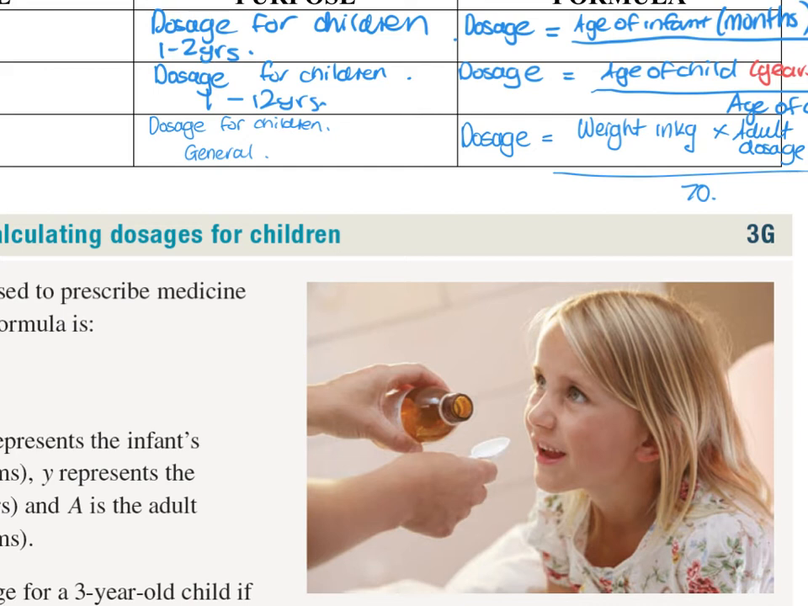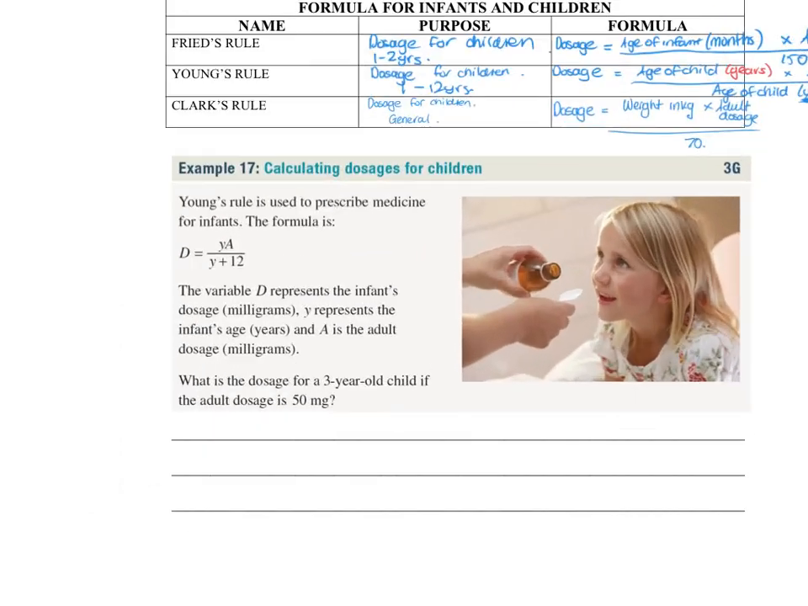Okay, so it depends on the question. The question may give you the weight of the kid, so you would use that formula. But if they give you the age, you use one of the formulas above. So that's how you go. They'll either tell you which formula to use, or they'll give you the weight and you use that formula. All right, so let's have a look at a question. Has everyone got that? Yeah.